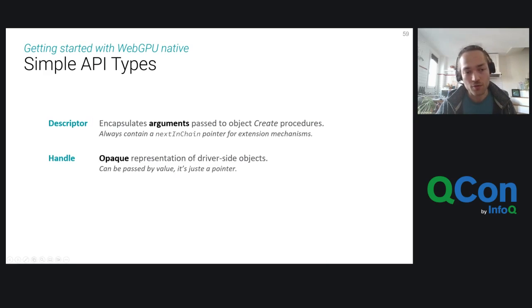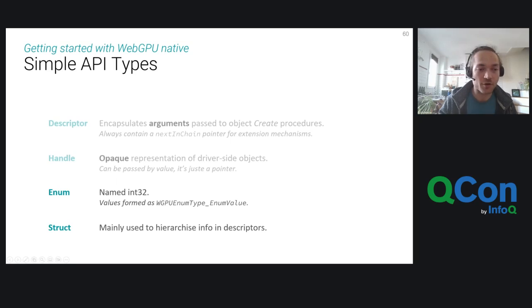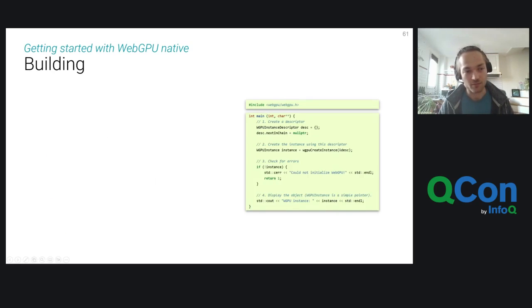There are also two other types that are manipulated in the API, some enum values and some structs that are just used to detail the descriptor, so to organize the things in the descriptor. But it's really simple. There are descriptors, handles, and just enums and structs that are details actually. All the handles represent objects that are created with a create-something function, and there is always a descriptor associated. Simple. Now, how do we build this in practice? That's where it becomes tricky. Not that tricky, but not obvious, right?